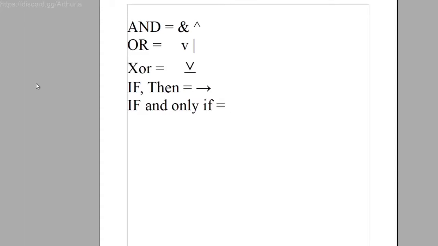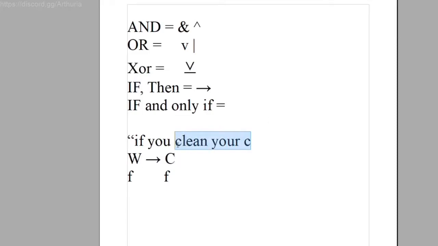Wait, before we go there, if both are false, why is the whole statement true? With the example of the car wash, if it's false that I wash the car, and it's false that the car is clean, why is the whole statement true? Oh, sorry, it should just be W. I got confused. Great question. Fantastic question. If you wash your car.